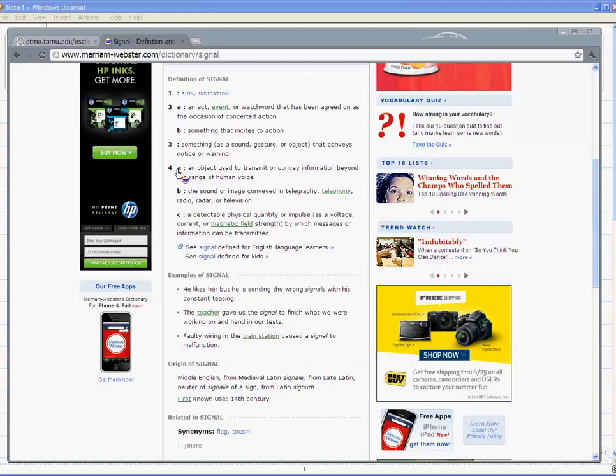The first one says it could be a sign or an indication. The second one says it could be an act, event, or watchword that has been agreed on as the occasion of concerted action, and B, it says it could be something that incites to action. It says it could be something that conveys notice or warning. And the fourth definition says it's an object used to transmit or convey information beyond the range of human voice. I'm not sure why they particularly add the phrase beyond the range of human voice, but nevertheless, that seems like a reasonable definition of a signal.